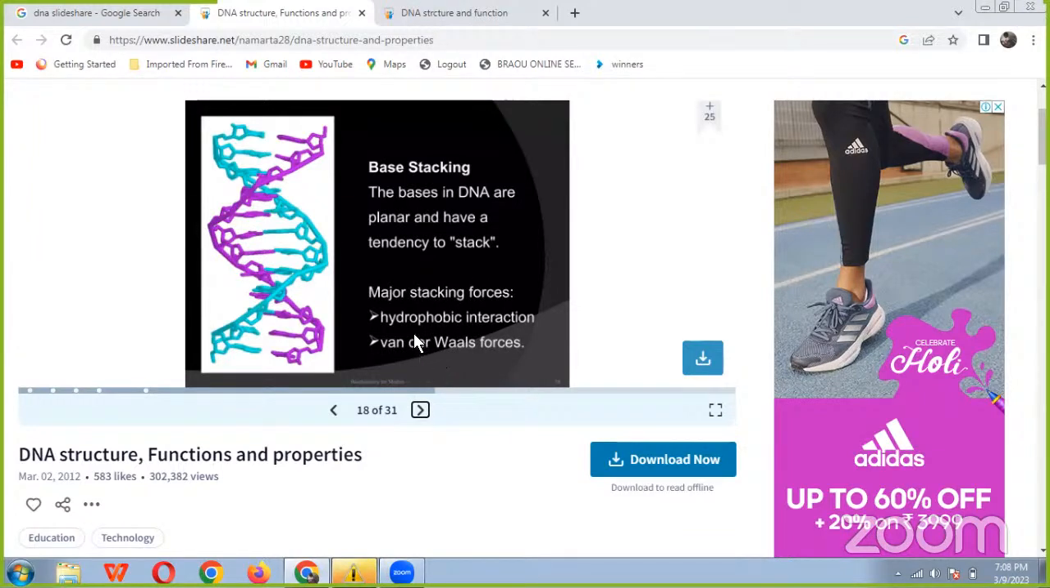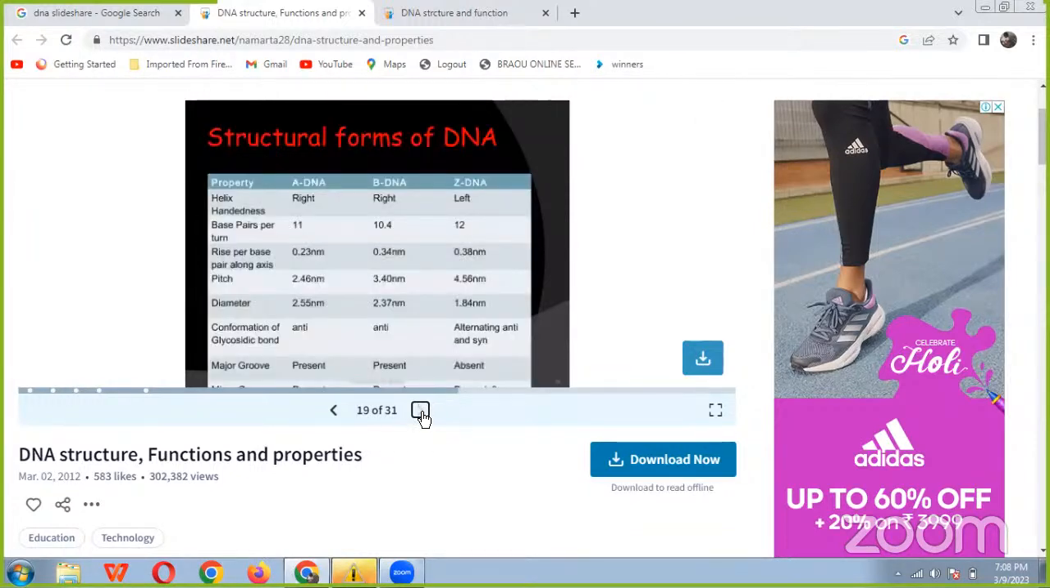What is the hydrophobic nature? DNA has van der Waals forces. The forms of DNA are A-DNA, B-DNA, and Z-DNA. What are the differences between A-DNA, B-DNA, and Z-DNA? The helix is right-handed in A-DNA, right-handed in B-DNA, and left-handed in Z-DNA.